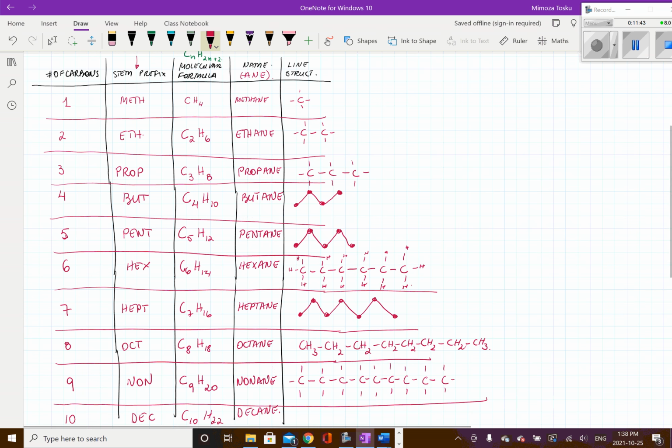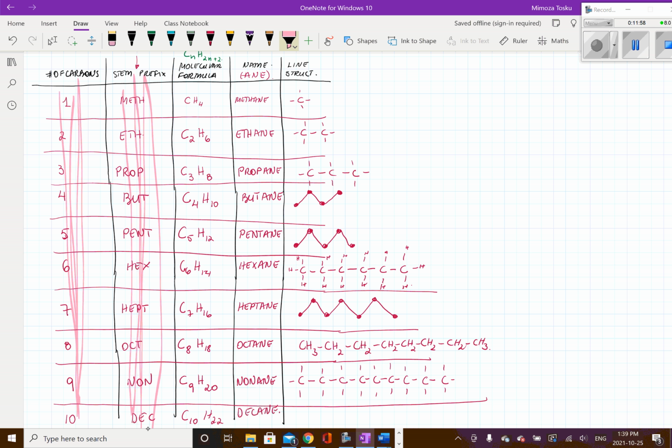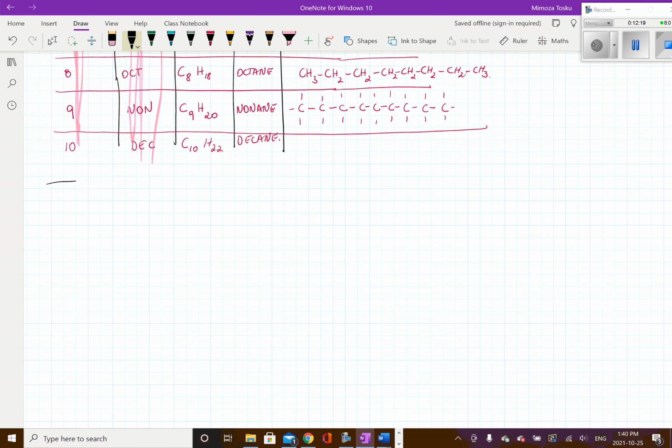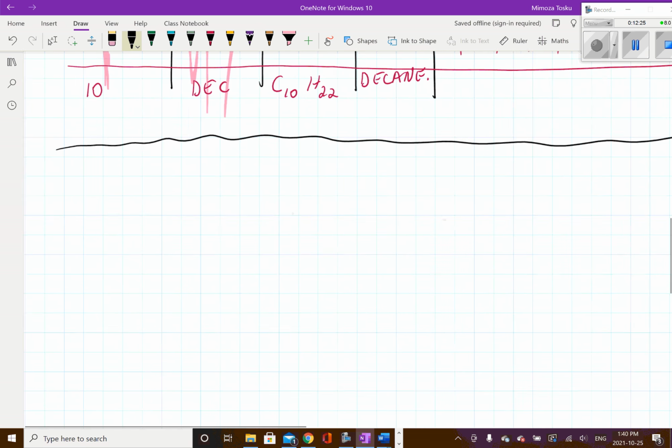What is important is the second column and its connection with the first column, because we'll use those stem prefixes even when we are naming branched anything. Okay. So now let's take a look at the branched alkane.